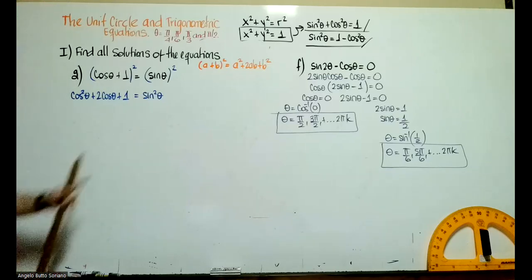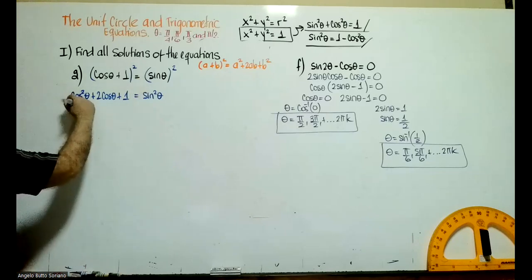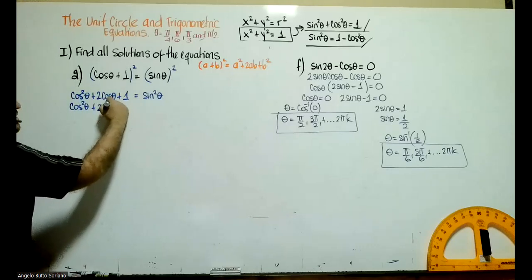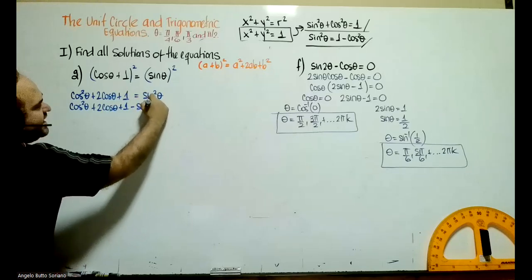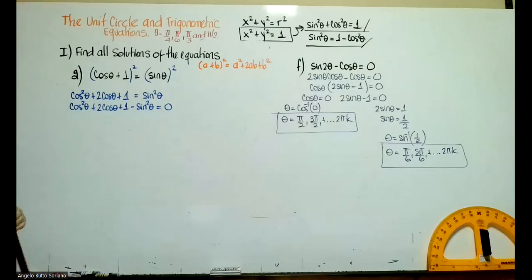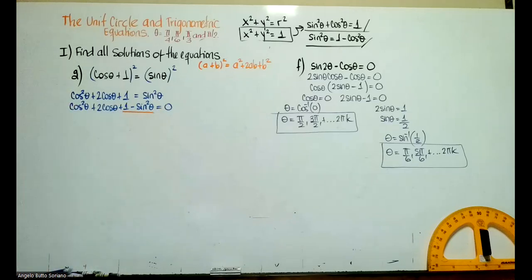Excellent. And this sine squared theta, we're adding it to the other side as a subtraction. And we got cosine squared theta plus 2 times cosine theta plus 1 minus sine squared theta, that will be equal to 0. Okie dokie. We have an interesting thing. I don't know if you see that already. Can you see this part of the equation? 1 minus sine squared theta?